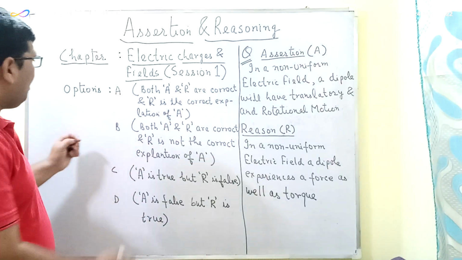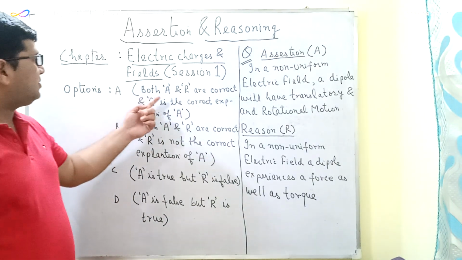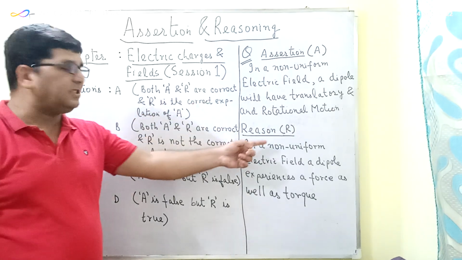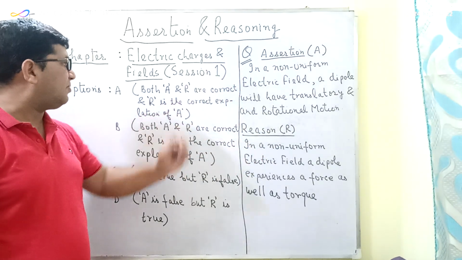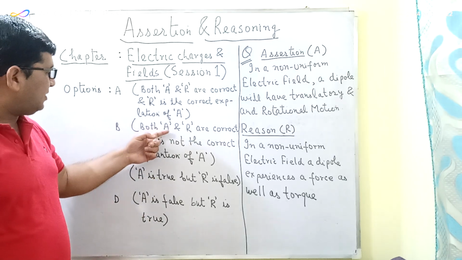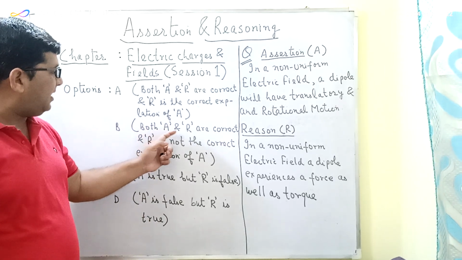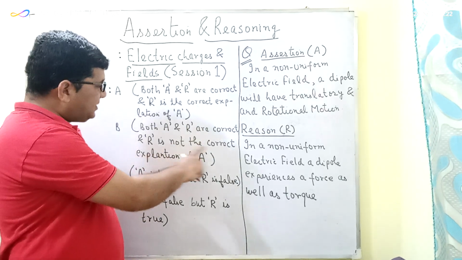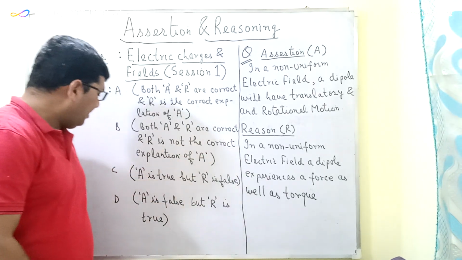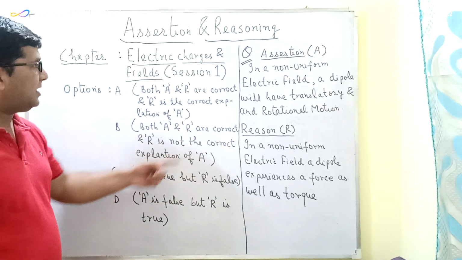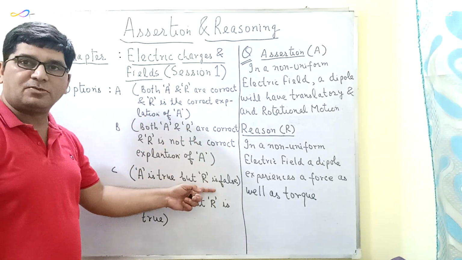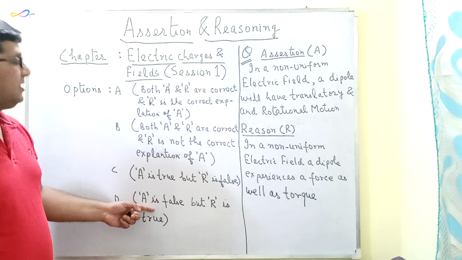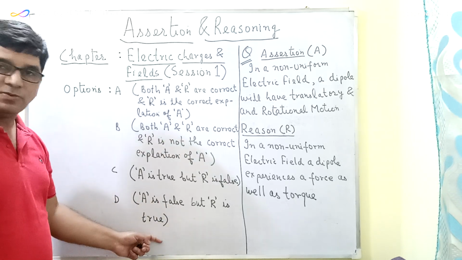The first option here is both the assertion and the reasoning are correct, but the reasoning is not the correct explanation of the assertion. In the second option, B, both A and R, that is assertion and reasoning, are correct, but reasoning is not the correct explanation of A. In the C option, the assertion is true, but the reasoning is false. And in the fourth option, the assertion is false and the reasoning is true.